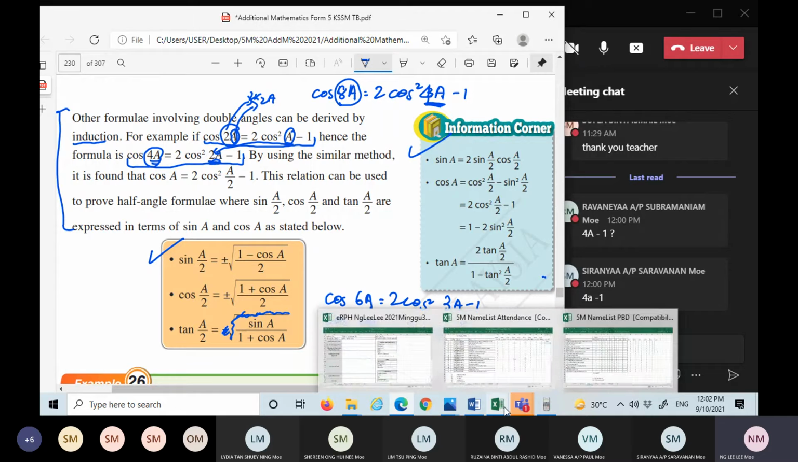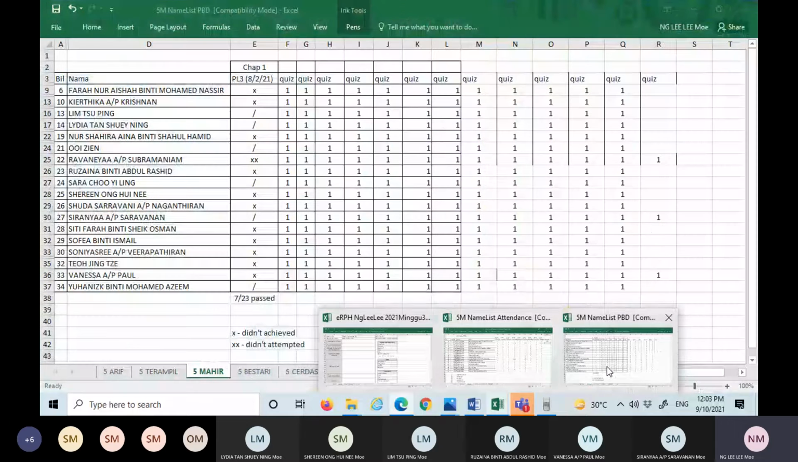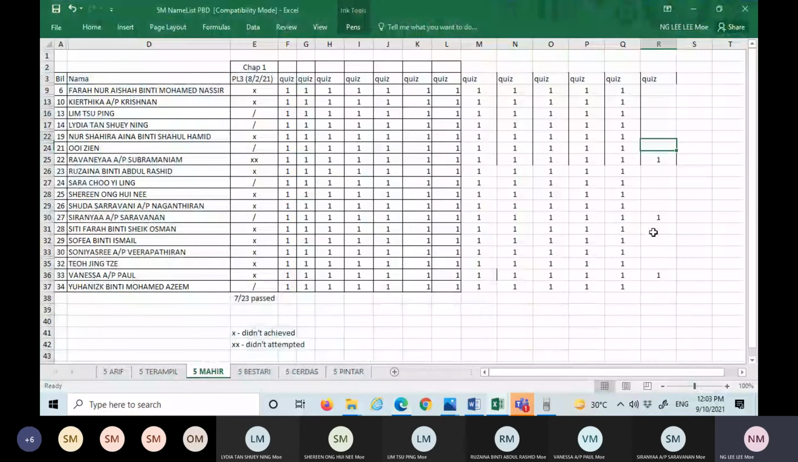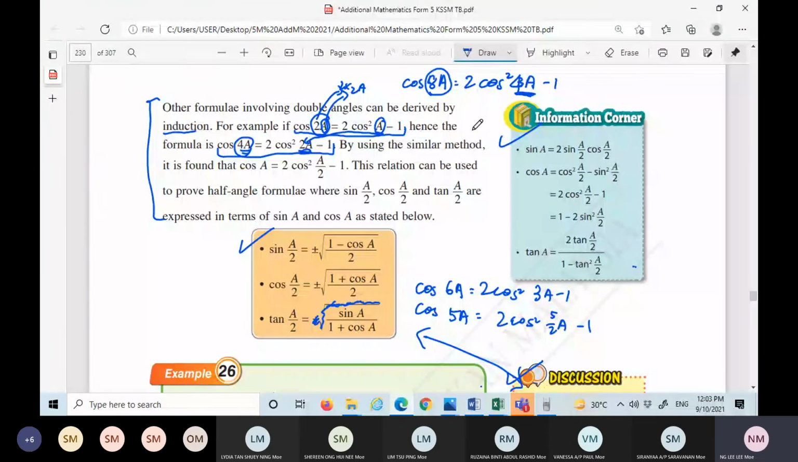Okay, so now you see whatever style they have, you also got no problem to use your double angle formula to help you. Wait, I have to give mark. So this is the meaning of by induction. So other double angle formulas, altogether you have 5. All these 5 formulas, you can use this method, by induction, to get all sorts of formulas that you want.